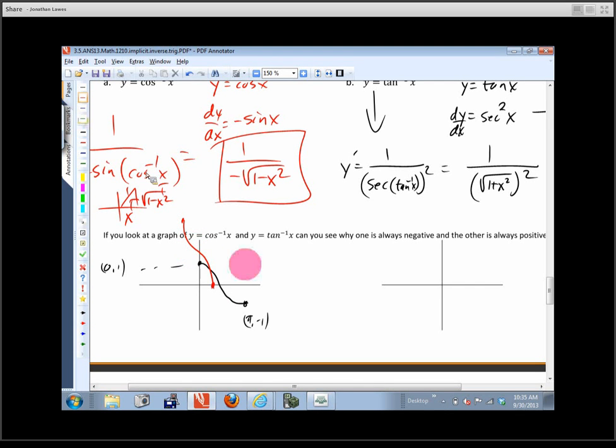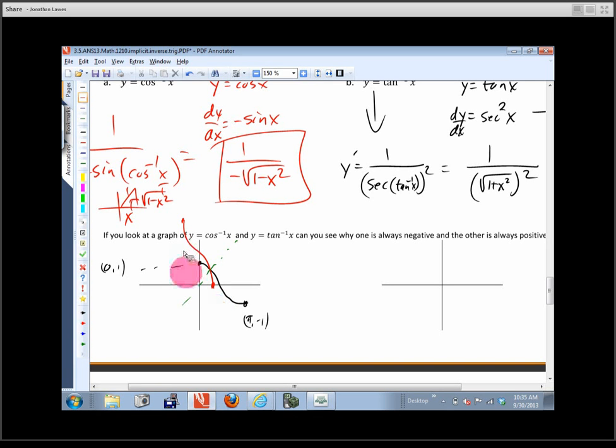And again, if you tilt your head just a little bit, does it kind of look like reflection across the line y equals x? What do you notice about its derivative? Always negative. And does it make sense why it's always negative? Okay. It's always going down from left to right. Are there places where the derivative doesn't exist?